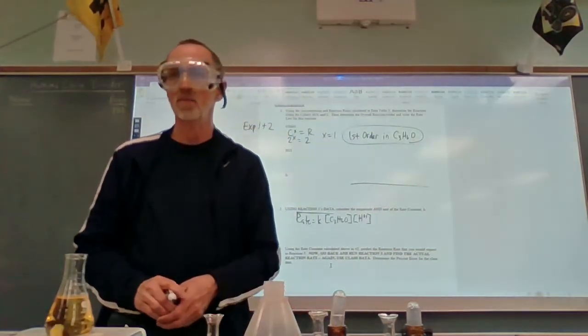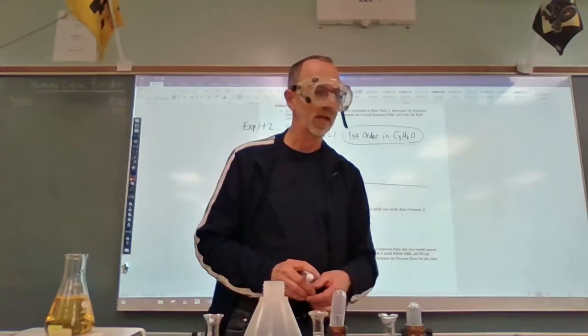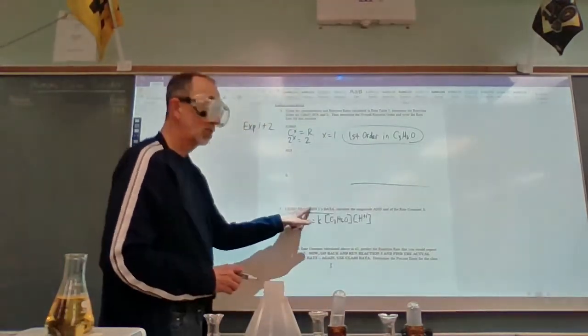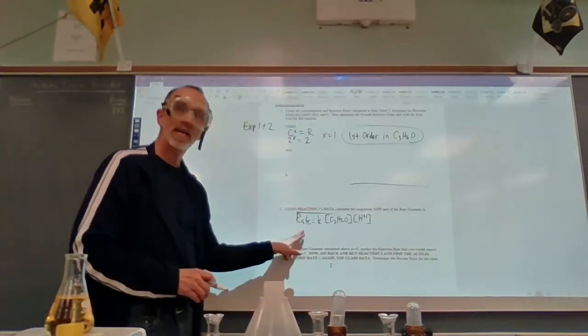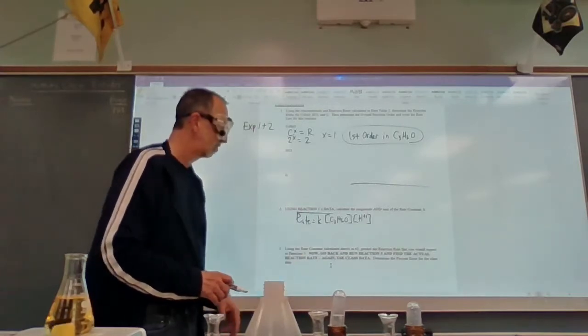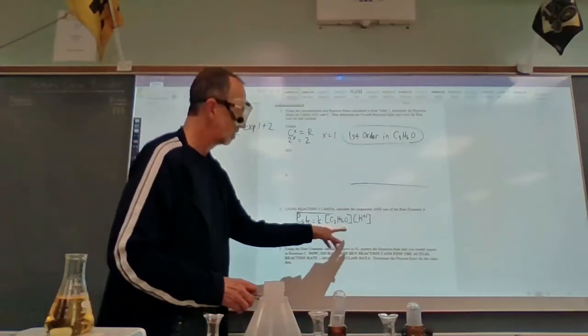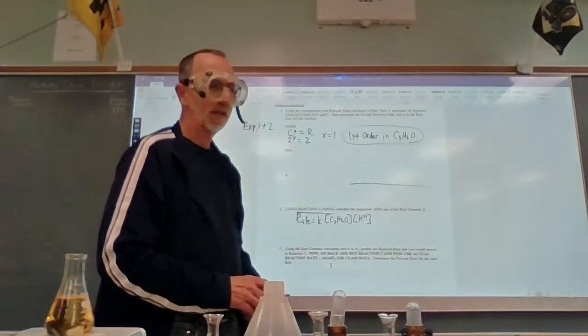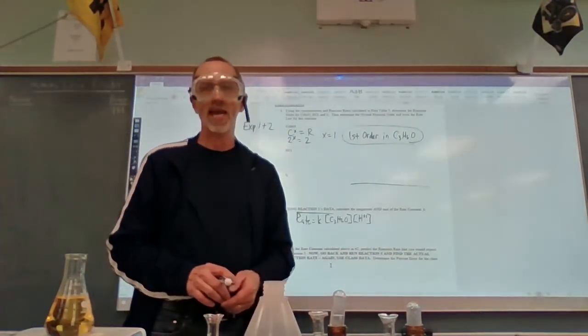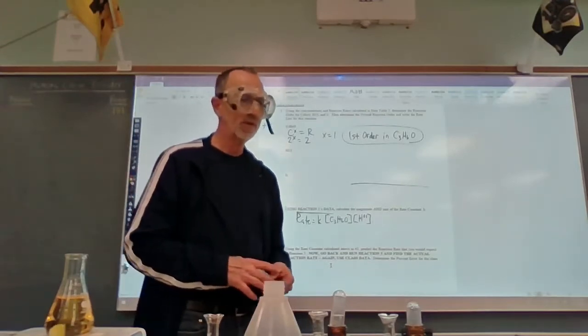The iodine was zero order, so it does not go in the rate law. So using reaction 1's data, you put the rate in here, which was 2.0 times 10 to the minus 5. You put in the concentrations of both acetone and HCl there, and you solve for K. All right, so that should give you a value of K.